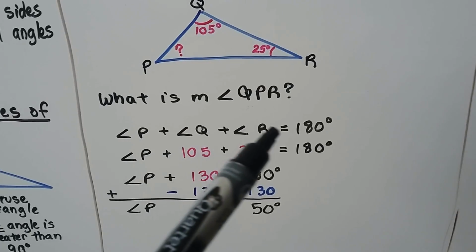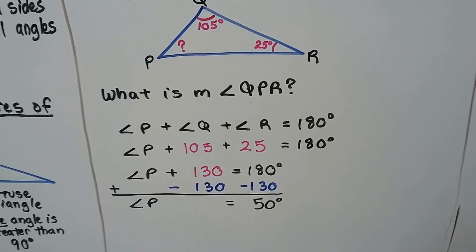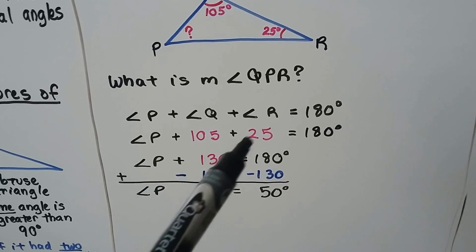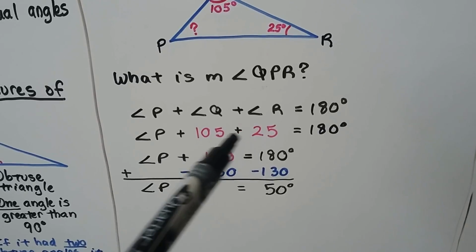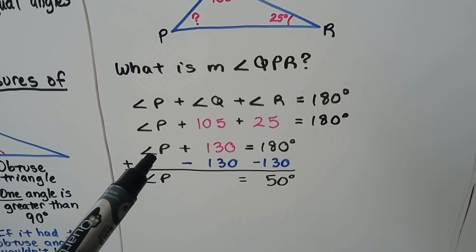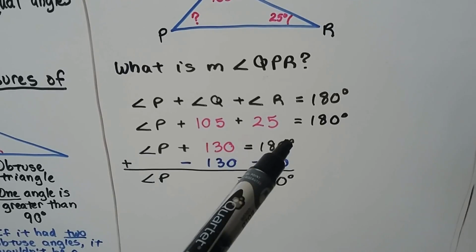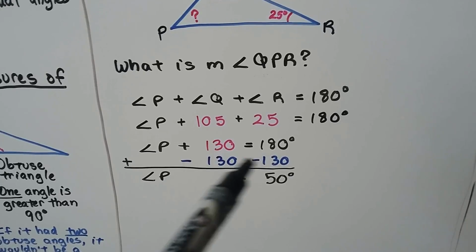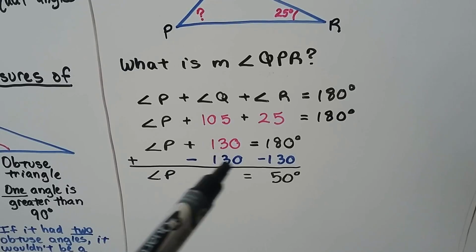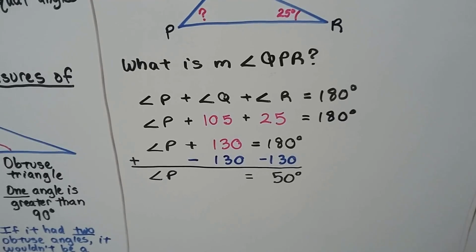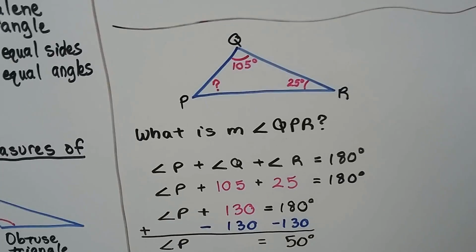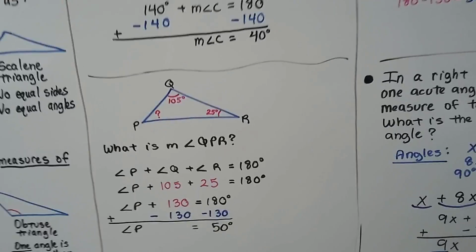So if we add all the three angles up, it should total 180. We know that one's 105 and that one's 25. If we add these together, we get 130. That's combining like terms, isn't it? So now we have 130. So we know that this angle plus 130 will equal 180. We add a negative 130 to each side of the equation, and we isolate the P, the angle P. This creates a zero pair. We get 50 degrees. So we know that one's 50 degrees. Okay? So it really helps knowing that there's 180 inside.